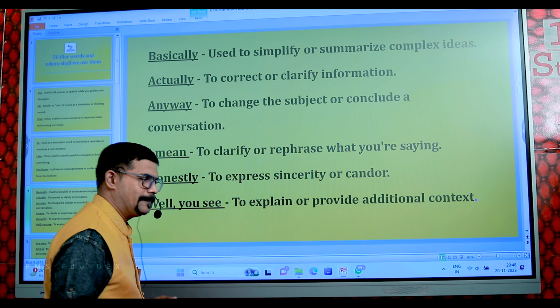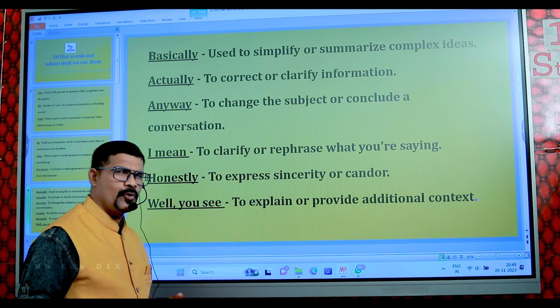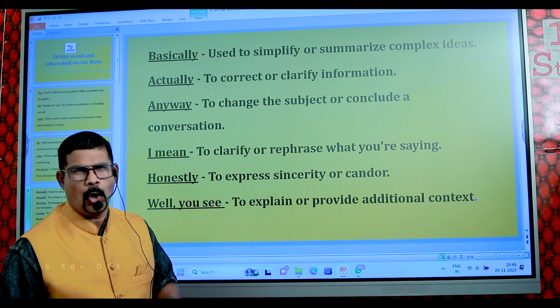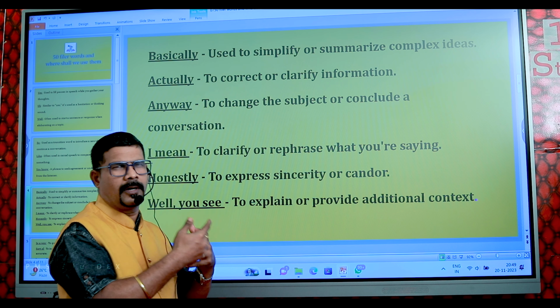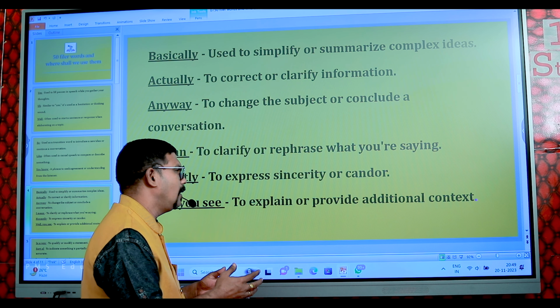I mean, to clarify or rephrase what you are trying to say. So we often use it to emphasize a particular topic or idea. And honestly, to express sincerity. When we are delivering a message with trustfulness, we use the word "honestly". And "while you see", to explain or provide additional context. So with "while you see", we provide additional context or meaning to sentences.